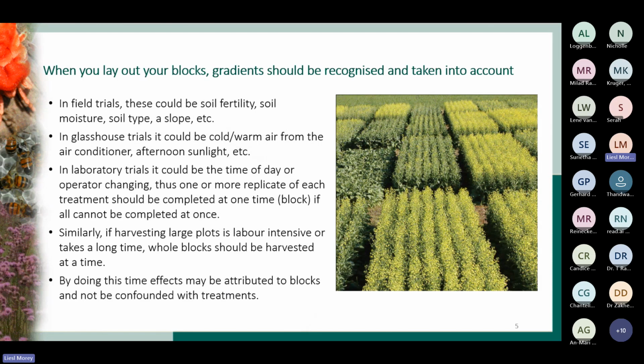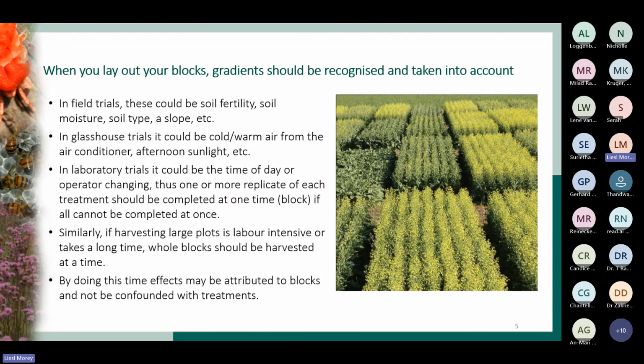I'm going to spend some time on blocking, because one mustn't just block because someone told you you must do a randomized block design. You must block in a specific manner to try and take gradients into account. In field trials, there could be soil fertility, soil moisture, soil type, or a slope that you have to take into account. In a glasshouse trial, it could be cold or warm air from the air conditioner.